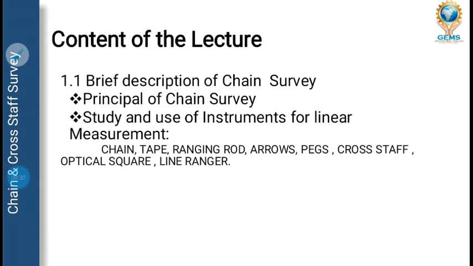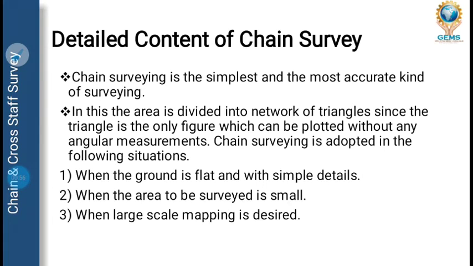Content of the lecture. In this content of the lecture we will be seeing the different types of topics, that is brief description of chain survey, principle of chain survey, study and use of instrument for a linear measurement, chain, tape, ranging rod, arrow, peg, cross staff, optical square and line ranges. So we will be dealing today about these topics. So let's move. Detailed content of chain survey.